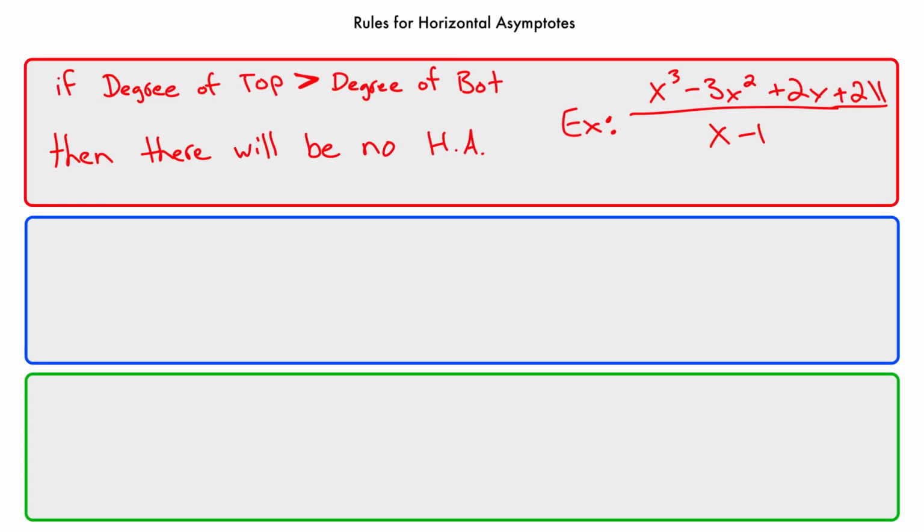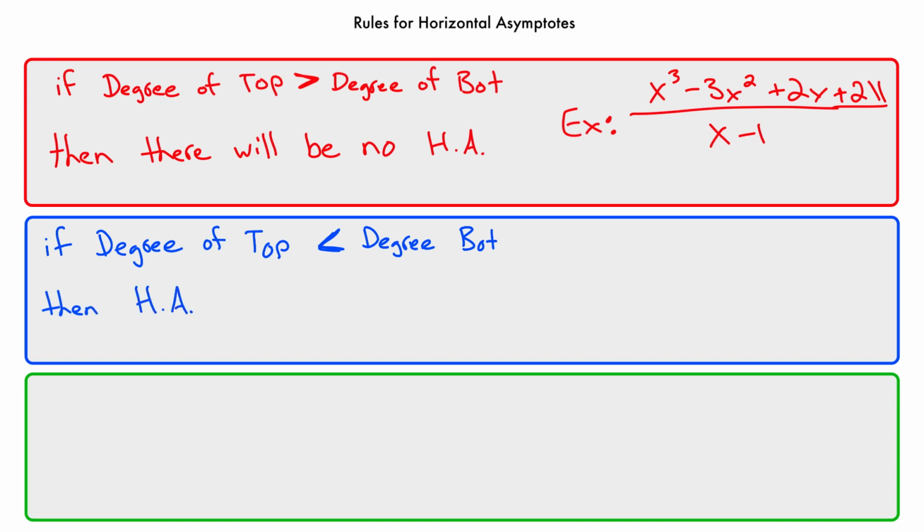Number 2. If the degree of the top is less than the degree of the bottom, then there will be a horizontal asymptote at y is equal to 0. This is the x-axis one that I showed you on the previous slide. So as an example, I can write any rational function I want. I just need to make sure that the degree of the top is smaller than the degree of the bottom.